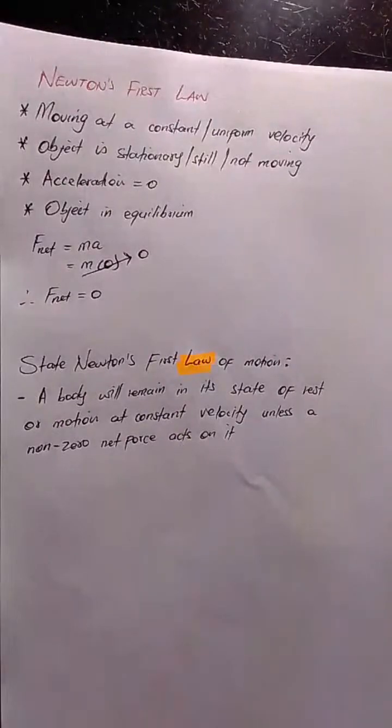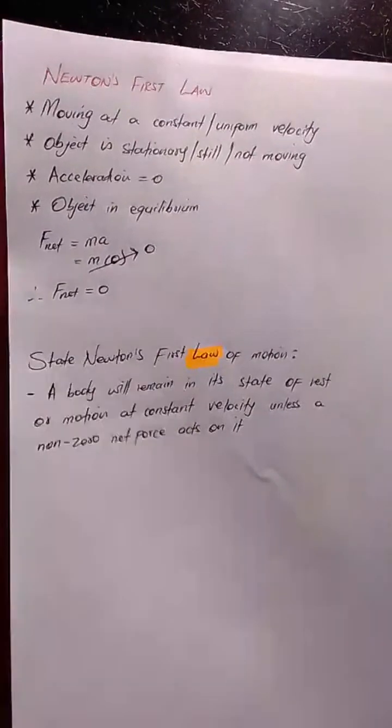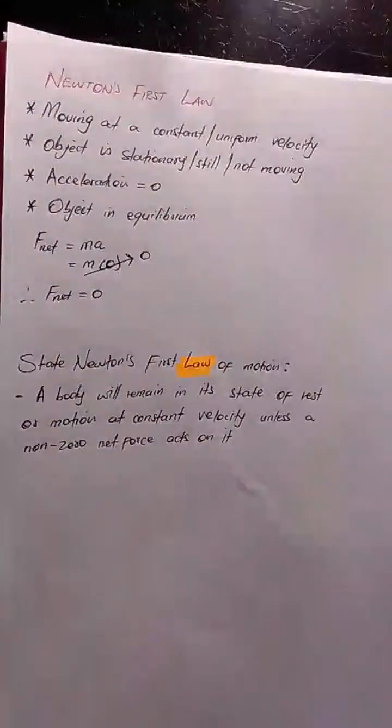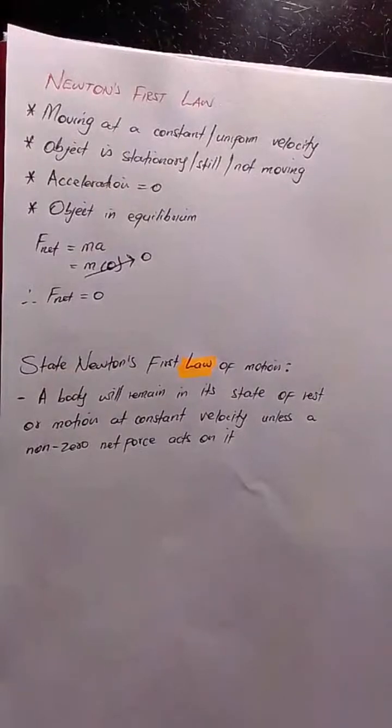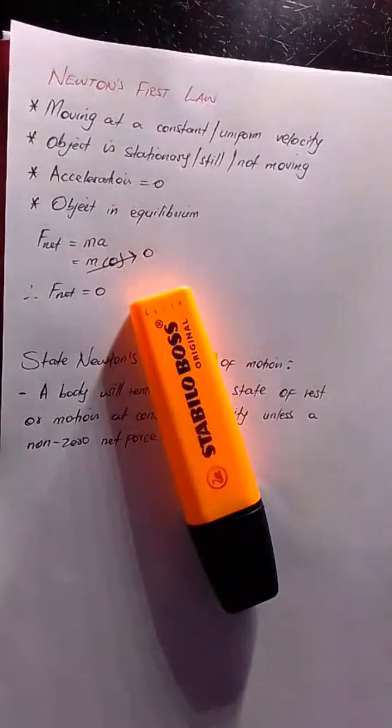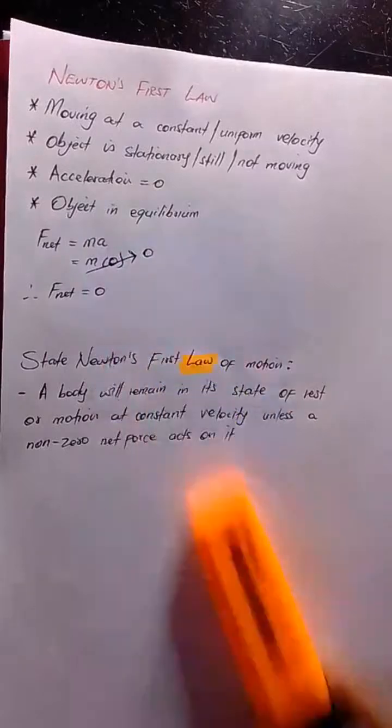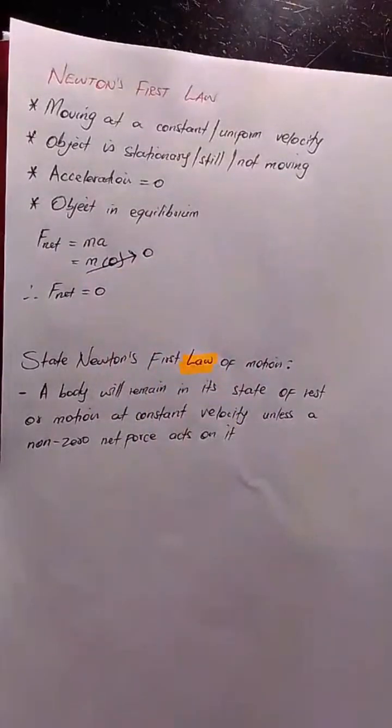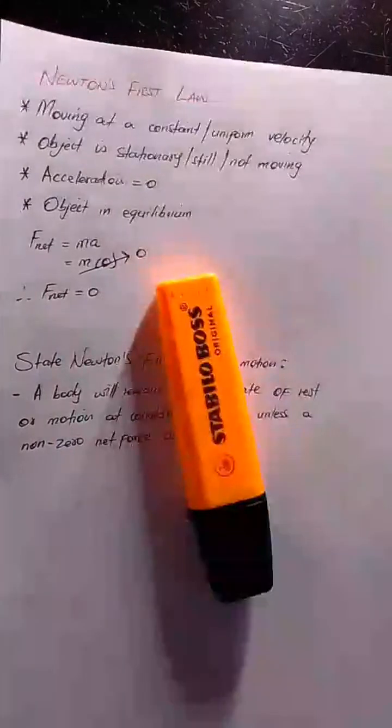A body will remain in its state of rest or motion at constant velocity unless a non-zero net force acts on it. This law is actually saying, if I put this marker here, this marker will stay here forever, unless something comes and moves it. Unless a net force, unless someone applies a force on this marker and moves it, that's when this highlighter will move. If nothing moves this highlighter, it will remain here forever.